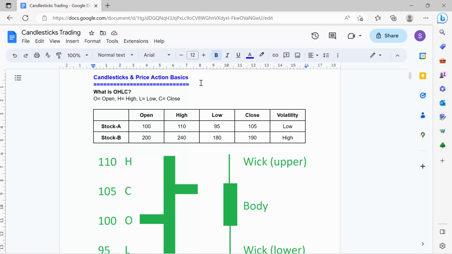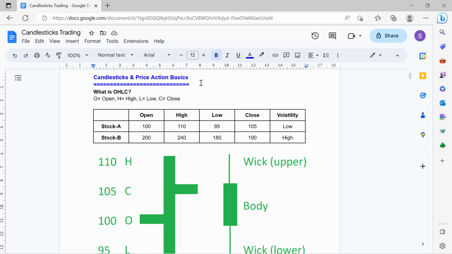So let's start. For price action, you have to learn the OHLC. What is OHLC? O stands for open, H for high, L for low and C for close. For any trading instrument, be it stock, commodity, future, option, there has to be OHLC data. From OHLC data, you can gather many pieces of information.